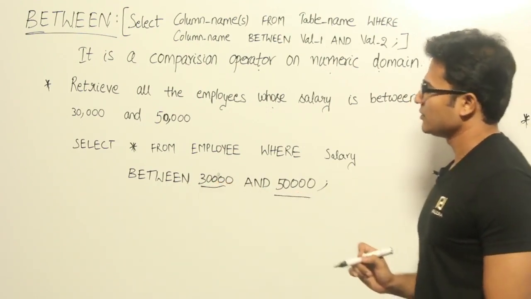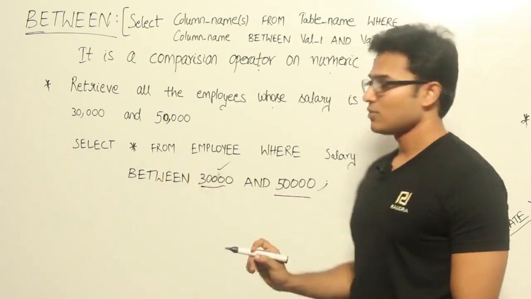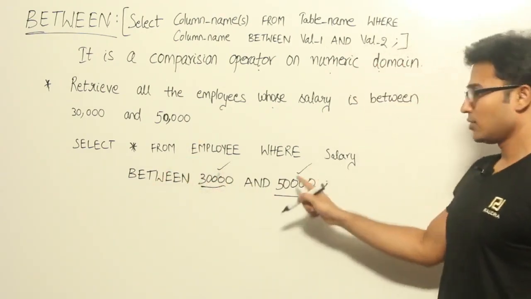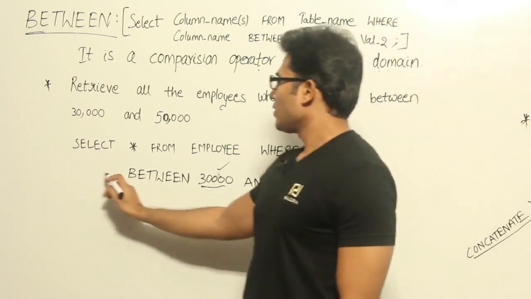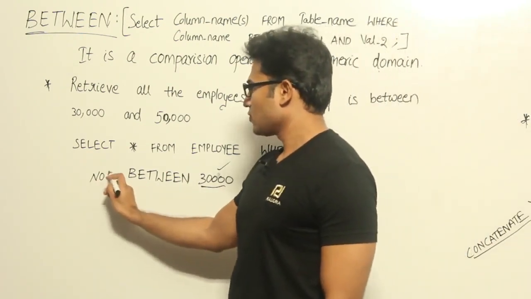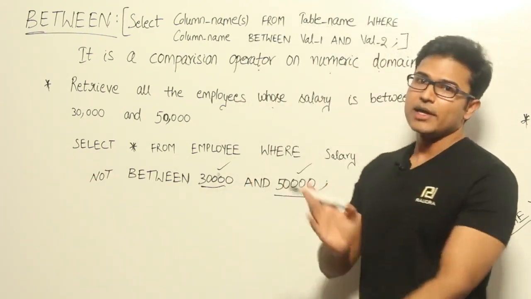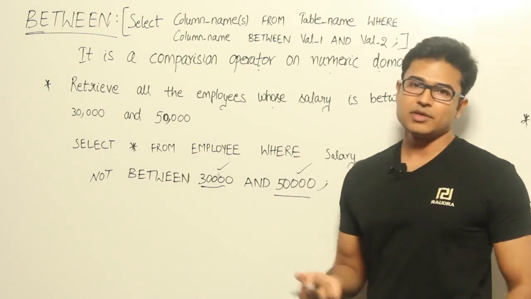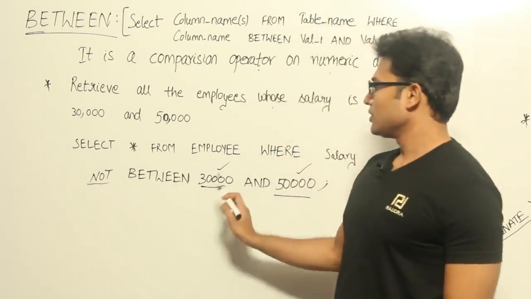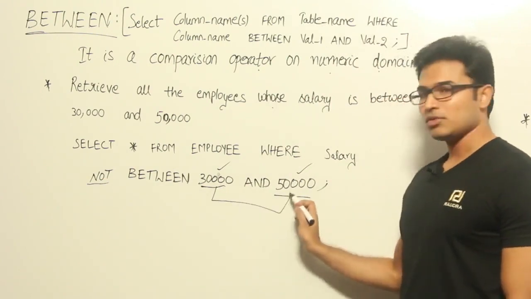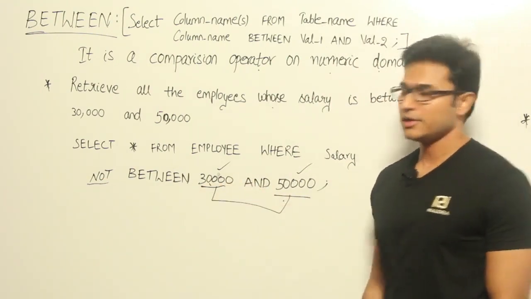If someone has a salary exactly equal to 30,000, that will also be selected. Or if someone has a salary exactly equal to 50,000, that will also be selected. Now, you can also add NOT. What NOT does is return exactly whatever you are not getting here, which means both are complements of each other. If I write NOT, you are not going to get anyone who has a salary between these two, including 30,000 and 50,000. Other than that, everything you are going to get there. Got it? Okay.